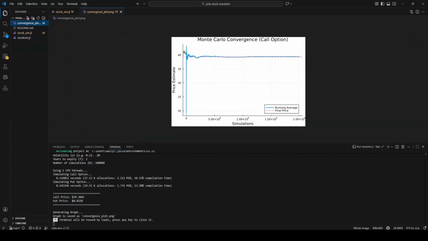The reason it's so crazy in the beginning is because that's how many simulations it's going through. If you do, like, 5 simulations, it's going to be like this, because it's not getting enough simulations to determine what the price should be.